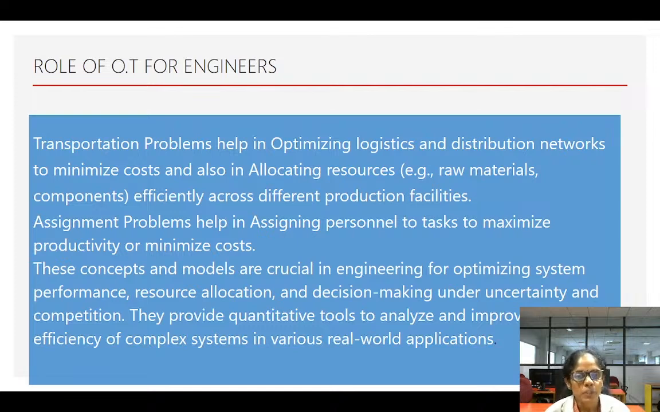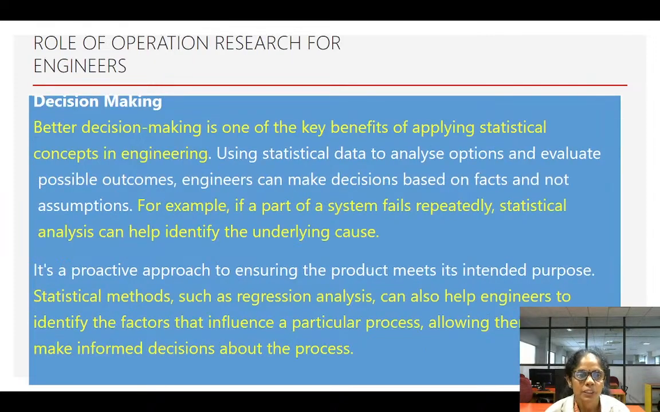The assignment problem helps us in assigning personnel to tasks to maximize productivity or minimize cost. These concepts and models are crucial in engineering for optimizing system performance, resource allocation and decision making under uncertainty and competition. They provide quantitative tools to analyze and improve the efficiency of complex systems in various real world applications. So now, the role of operation research for engineers: how it helps in decision making.